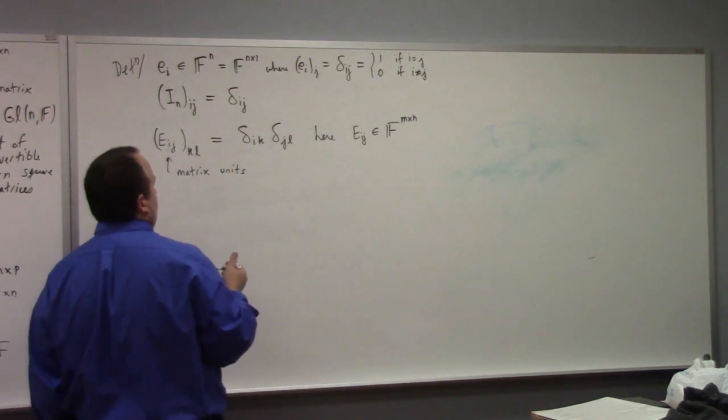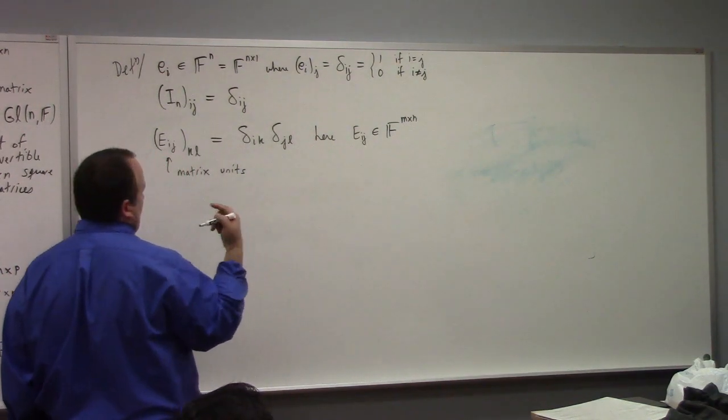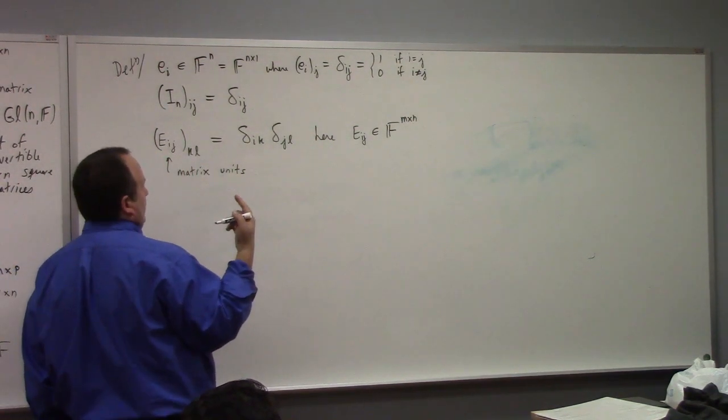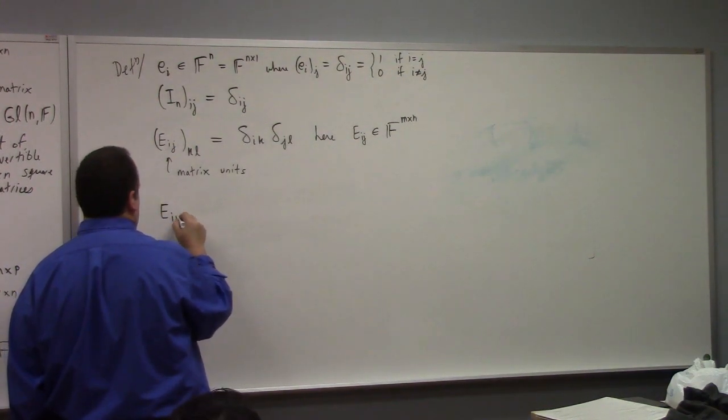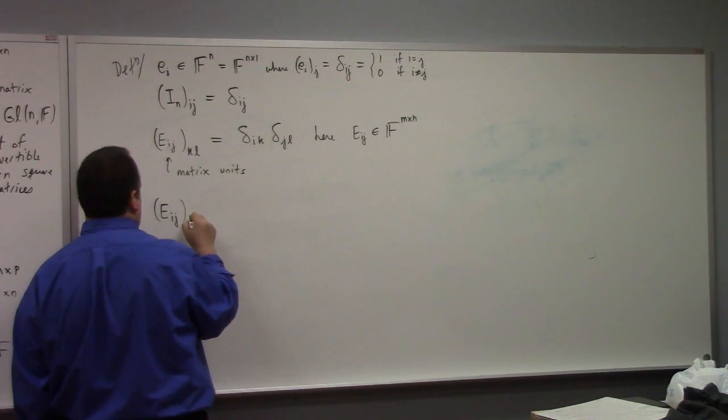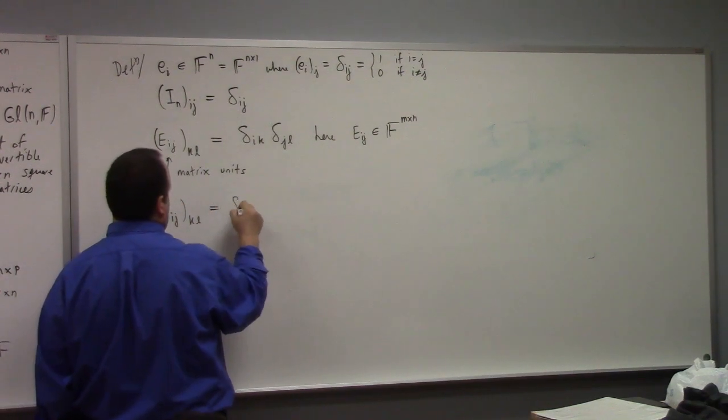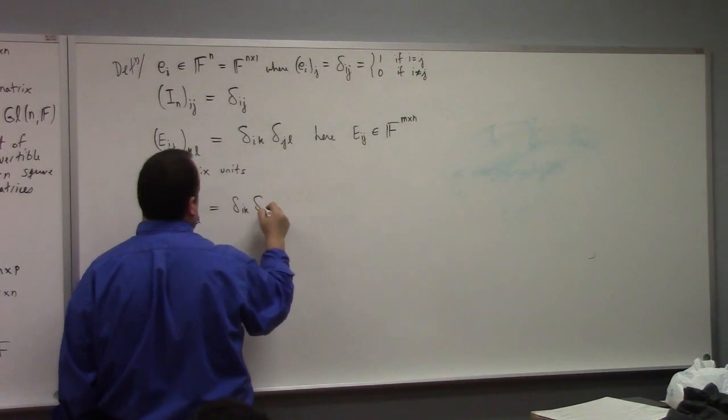Oh, fine. We'll be okay. So let me work it out here. So here's the thing. Eij, the kth component of it, is equal to Kronecker delta Ik, Kronecker delta JL.